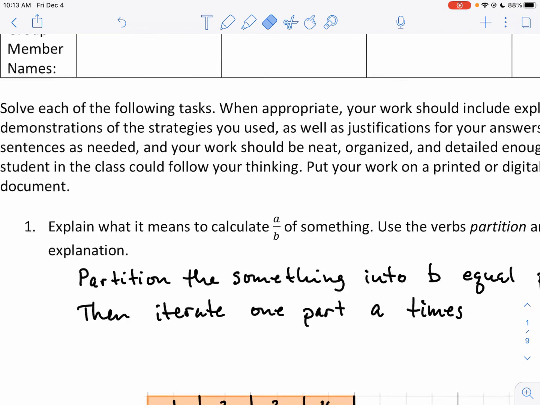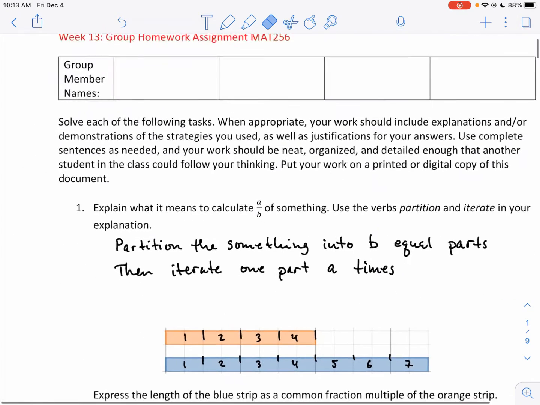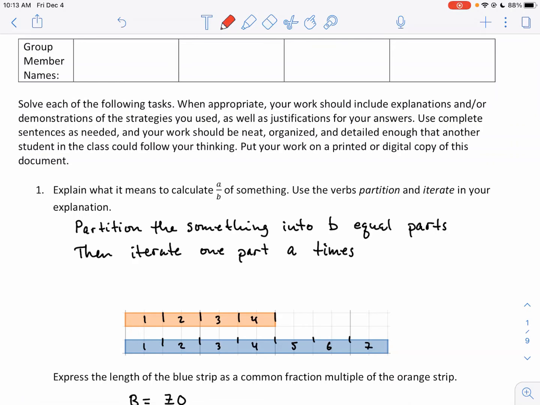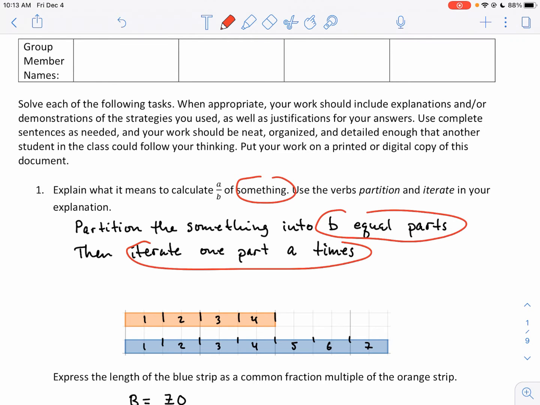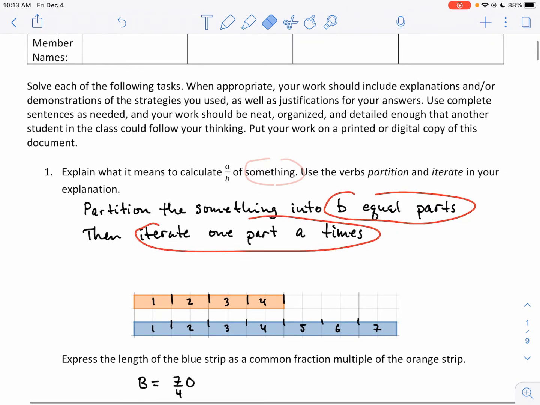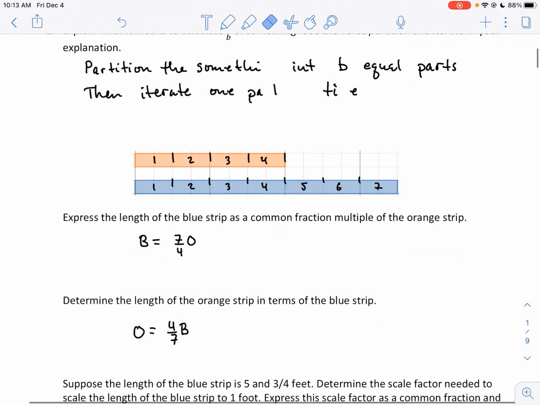And so my description here is to partition the something, whatever the something is. You partition it into B equal parts first, and then you iterate one of those parts A times. We're going to see that put into work right here on this very next problem.